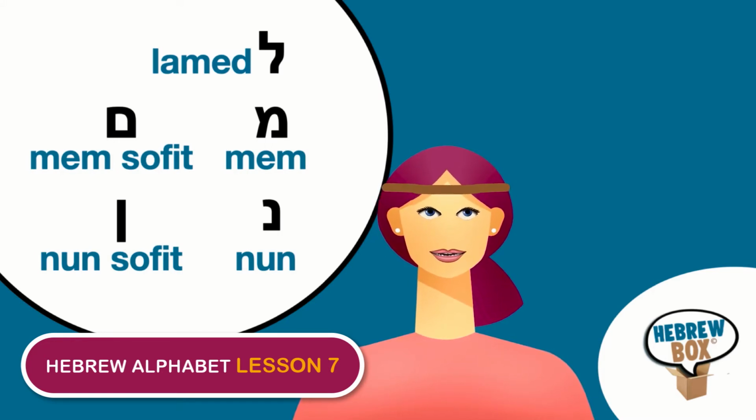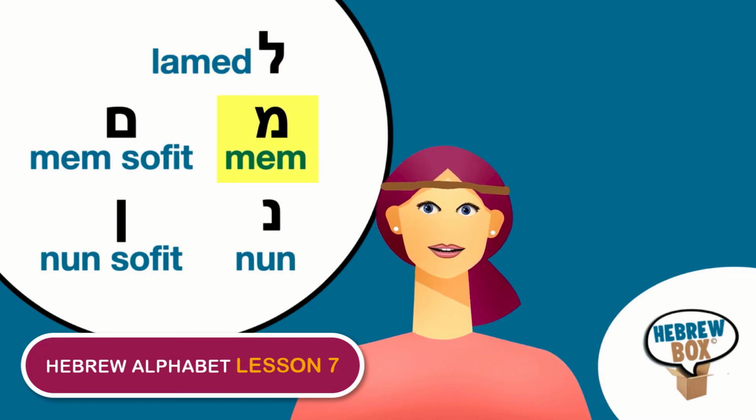In this video, we'll see the letters lamed, mem, and nun. We'll also continue to see more sofit forms of letters, and more nikud vowel signs.